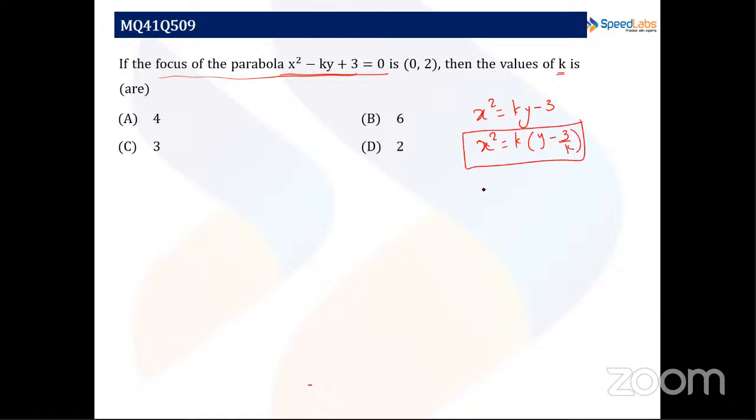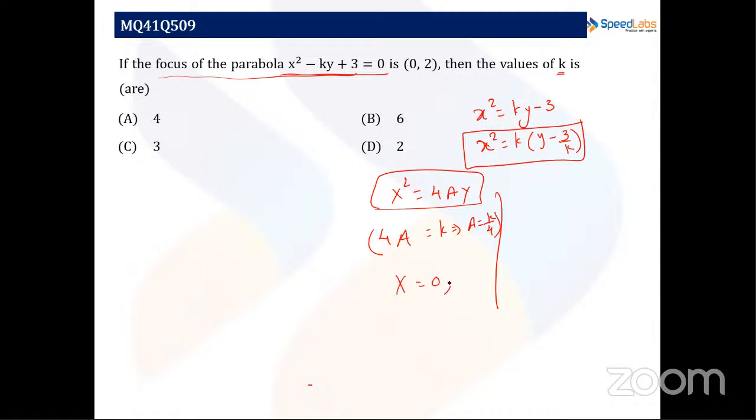Now compare it with the general equation x squared equals to 4ay. We have 4a equals to k, so a equals to k by 4. For this equation, the focus is x equals to 0 and y equals to a.